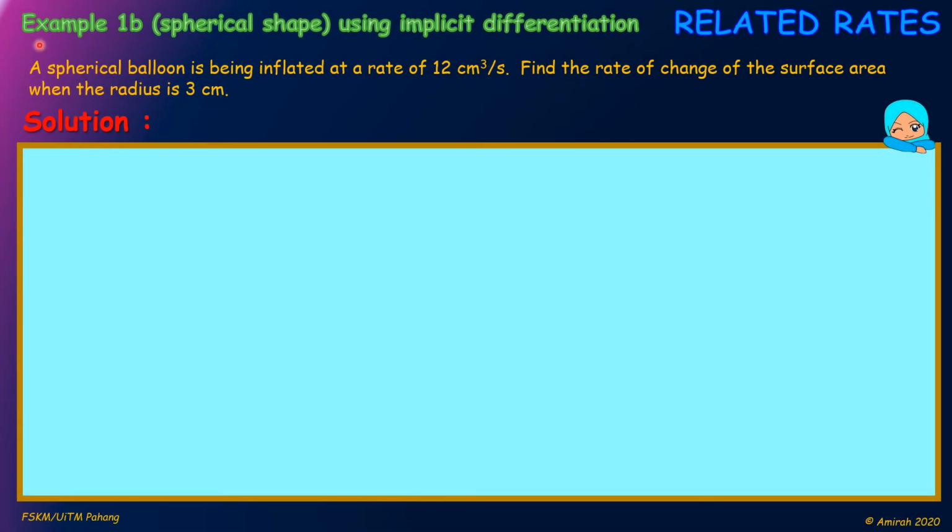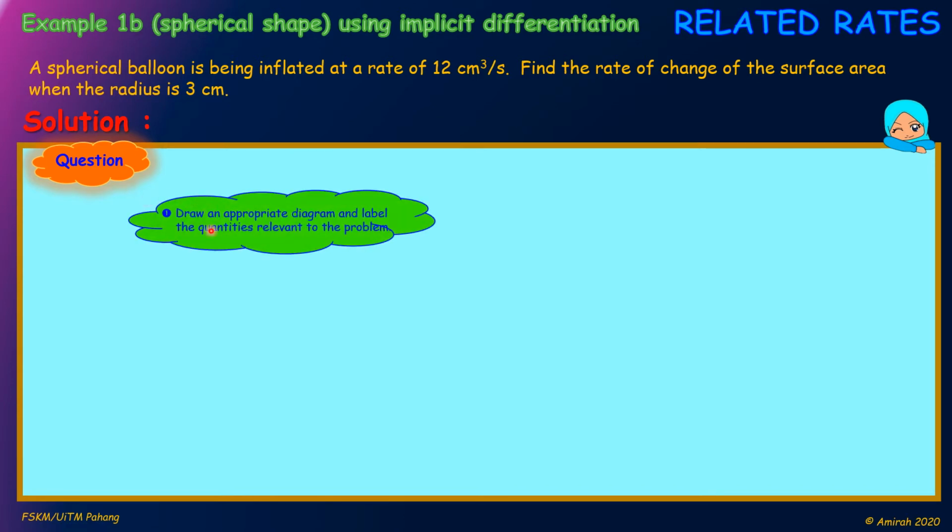Alright, now look at example 1b under spherical shape and we solve using implicit differentiation. A spherical balloon is being inflated at a rate of 12 cm³ per second. Find the rate of change of the surface area when the radius is 3 cm. From the given question, we write into mathematical expression.